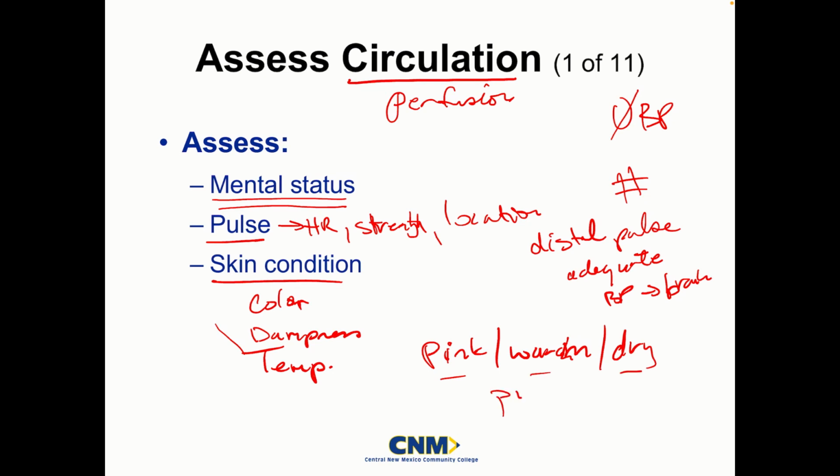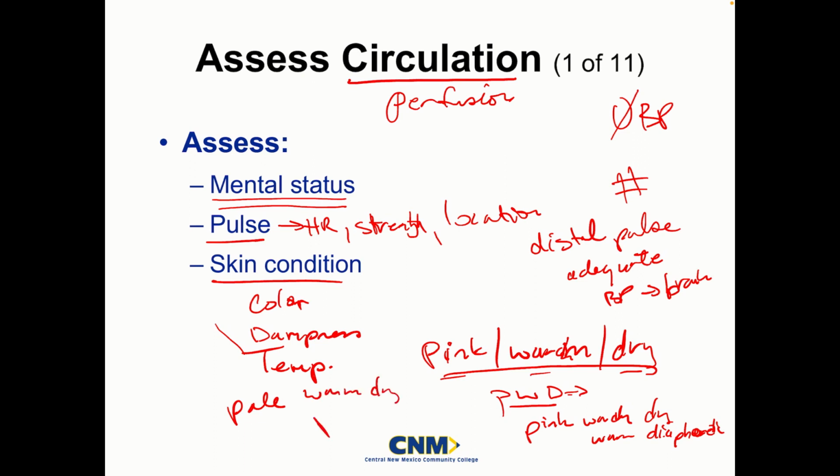Resist the urge to write down this, PWD, because that could mean pink, warm, and dry, or it could mean pink, warm, and diaphoretic, which is the medical term for sweating. So that's not dry. So we don't want to necessarily write pink, warm, and dry as an abbreviation PWD unless we're sure the reader knows that D doesn't mean diaphoretic. Okay. So P could also mean pale, right? Pale, warm, and dry would be PWD.